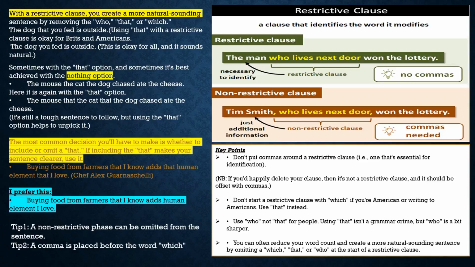Use who, not that, for people. Using that isn't a grammatical crime, but who is a bit sharper. You can often reduce the word count and create more natural sounding sentences by omitting a which, that, or who at the start of a restrictive clause.